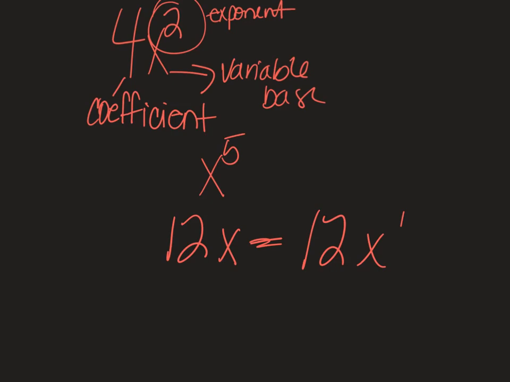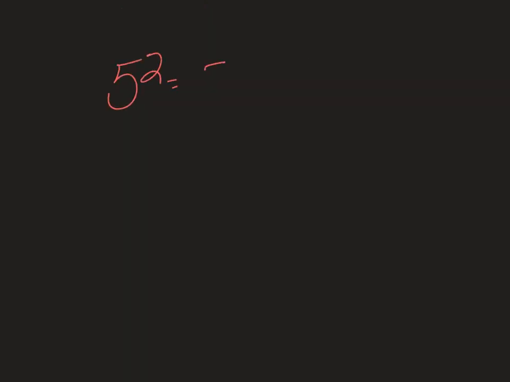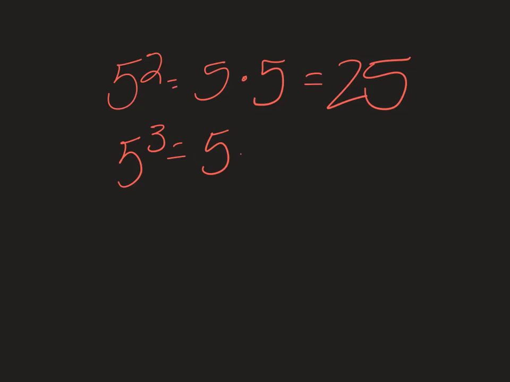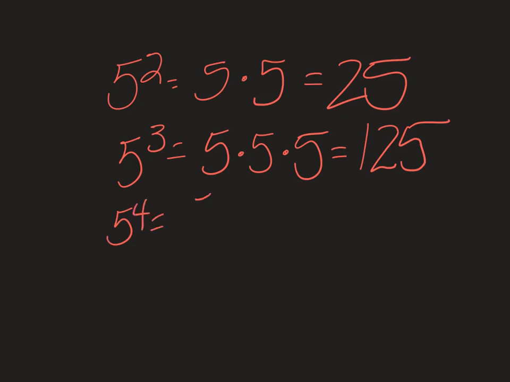What if you have 5 squared? If you have 5 squared, that really means it's 5 times 5, which equals 25. You're multiplying those together. If you have 5 cubed, you've got 5 times 5 times 5, which is 25 times 5. What is that? 125. What if you have 5 to the 4th power? 5 times 5 times 5 times 5, which is 625. Yes, 625.